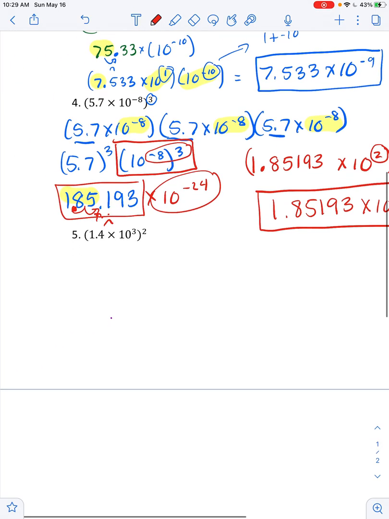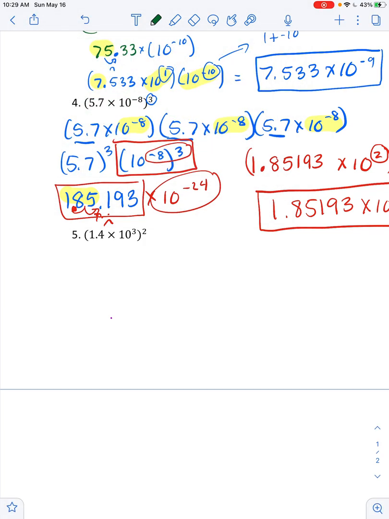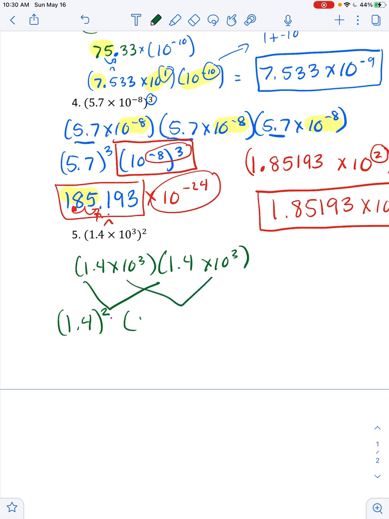All right, last one. Similar process. This one is squared. So that's going to be 1.4 times 10 to the third times 1.4 times 10 to the third. If you want to partner them up, that's going to be 1.4 squared or multiplied by itself, and 10 to the third squared.